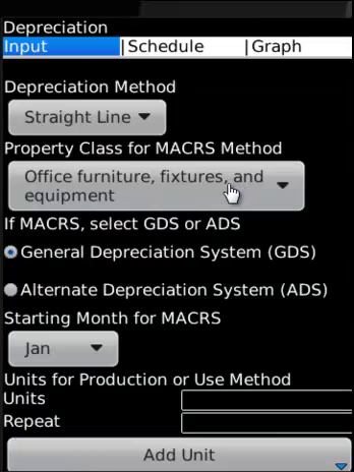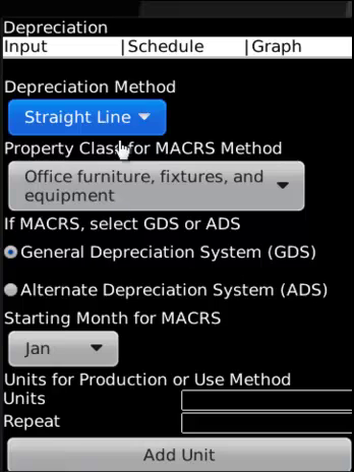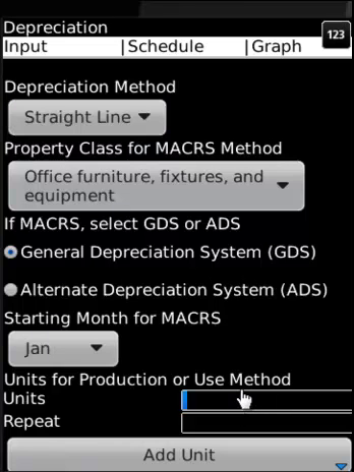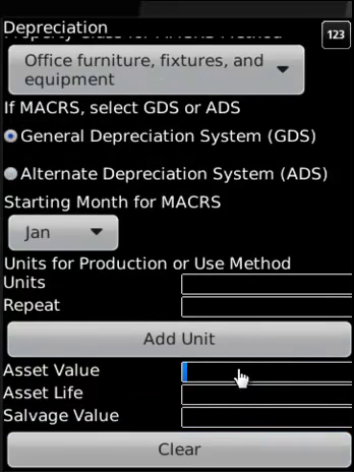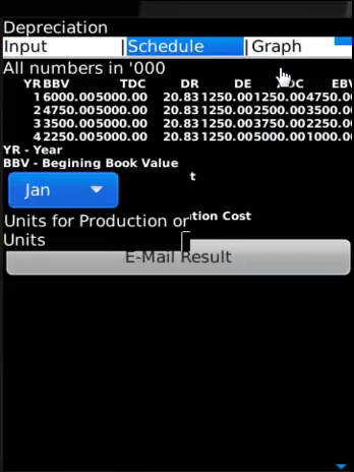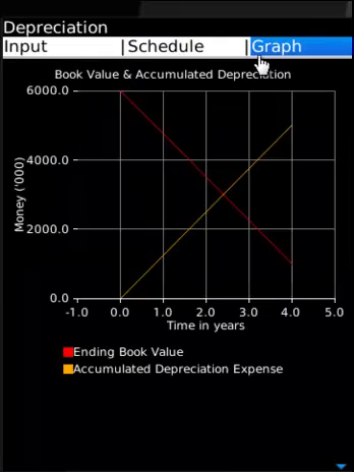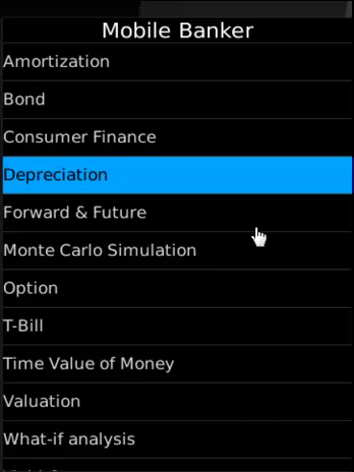Depreciation: through this we cover straight line, production or use, declining balance, sum of years digits, MACRS, and we will do one of them here. So straight line, then asset value is 6,000 and asset life is 4 years and 1,000. So what we do, we calculate, and here we see the schedule, and then we see the graph of the various balances.